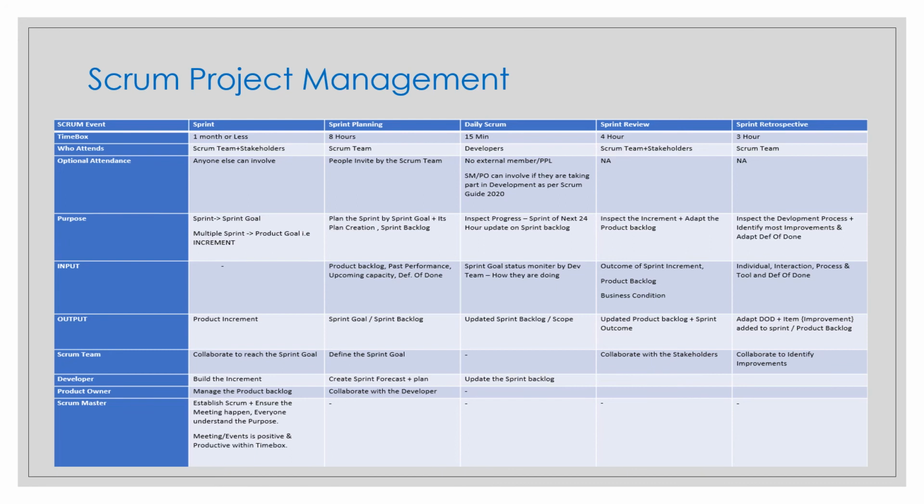In sprint review, the input is the outcome of the sprint, and the product backlog and the business conditions, because the product owner will do market research and look into that. Based on that, he will take decisions on the release part, the cost part, right? And time and costing, time to market, these uncertainties will be taken care of by the product owner, right? For sprint retrospective, the inputs are individuals, interactions, processes and tools, and the definition of done.